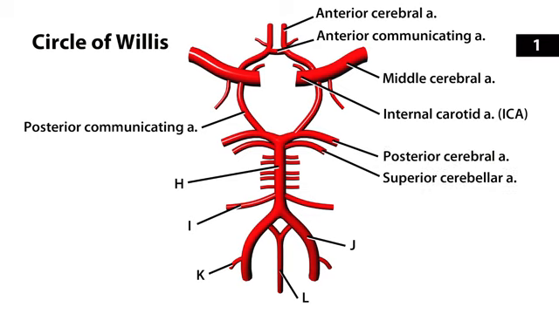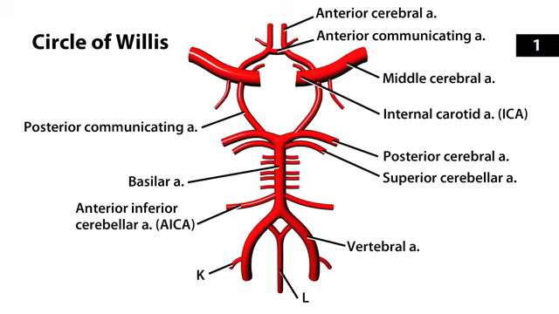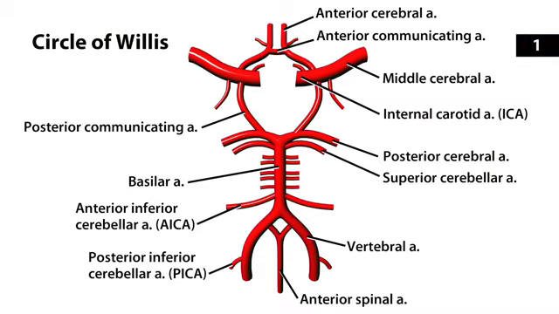G is the superior cerebellar artery. H is the basilar artery. I is the anterior inferior cerebellar artery. J is the vertebral artery. K is the PICA, the posterior inferior cerebellar artery. And L is the anterior spinal artery.